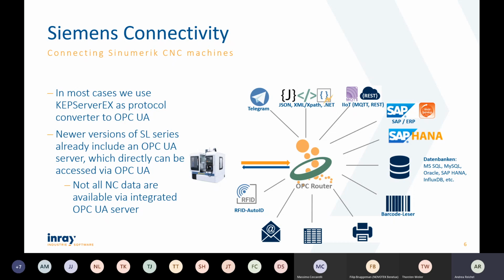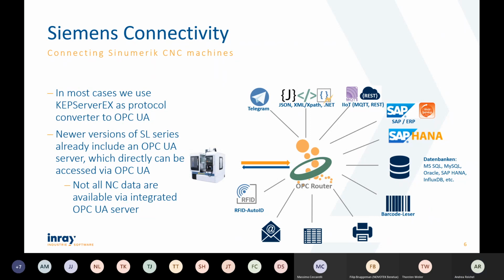There we in most cases use the CapSurferX as a converter to OPC UA, but some of the newer versions of the SL series also already include an OPC UA server that could also be directly accessed by OPC router. OPC UA is clear if you have an OPC server, but this integrated OPC UA server does not provide all NC data. So if you need the NC data themselves, it would still be better to use the CapSurferX to directly connect to the NC part of the machine.